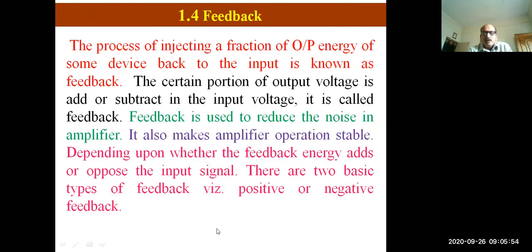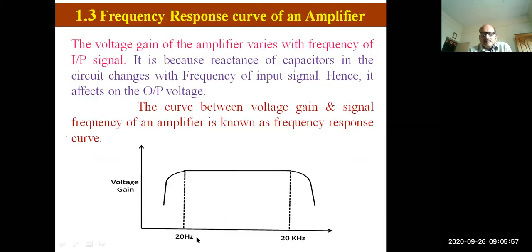Here on the x-axis there is frequency, 20 hertz to 20 kilohertz. On the y-axis there is gain. That means it is the curve between voltage gain and signal frequency of the amplifier. The frequency of the input signal is not always the same, it changes. If we vary the frequency of the input signal, how does the voltage gain vary? This curve is called the frequency response curve.